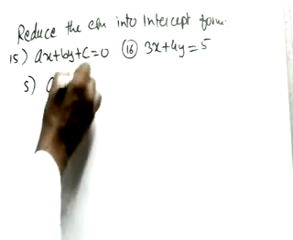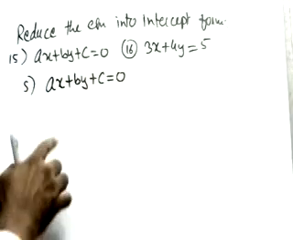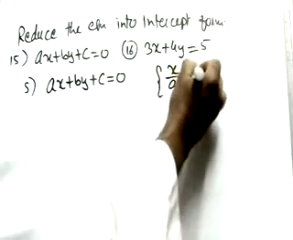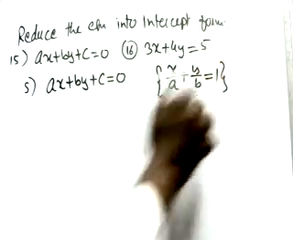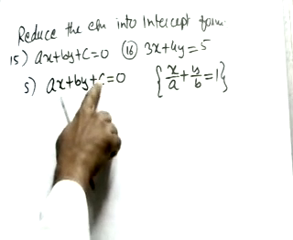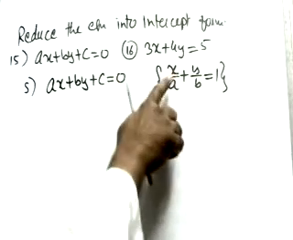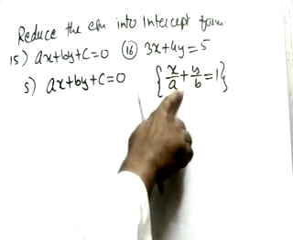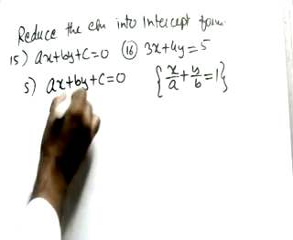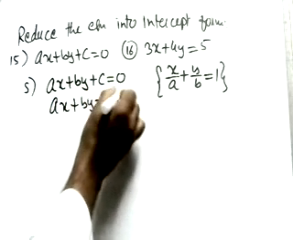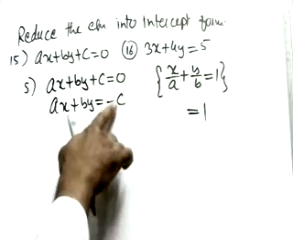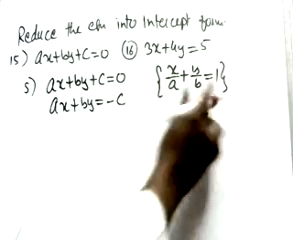Now see the next question. Reduce the following into intercept form. What is intercept form here? x by a plus y by b equals 1. So we have to reduce it like this. For that, first we have to take the constant to the other side, because we have only x and y on the left side and 1 on the right side. So bring this c here. We can write ax plus by equals minus c. But we want it equal to 1. So how do we do that?